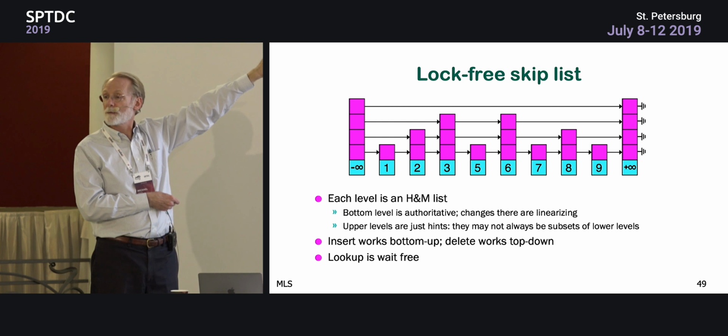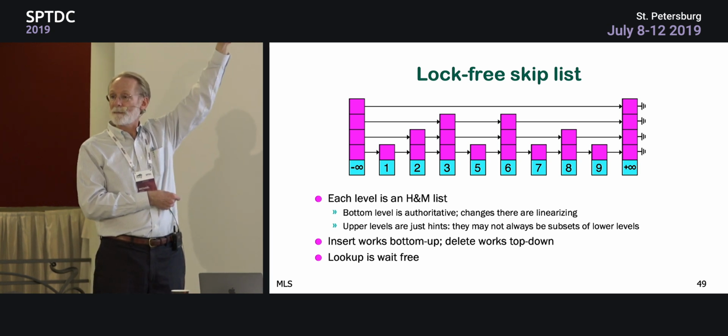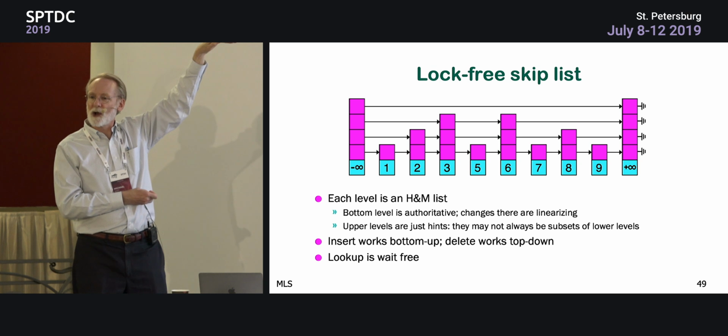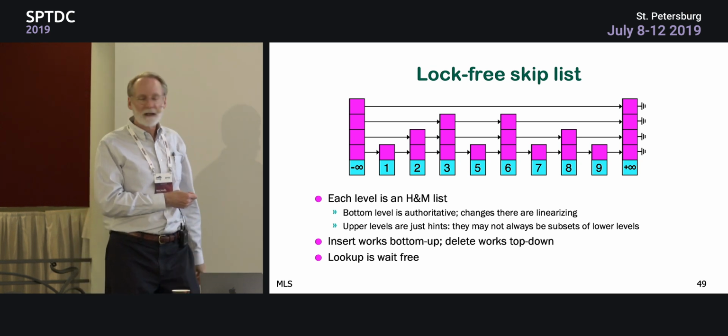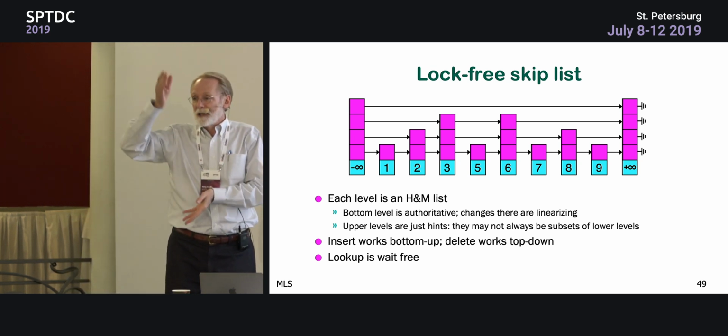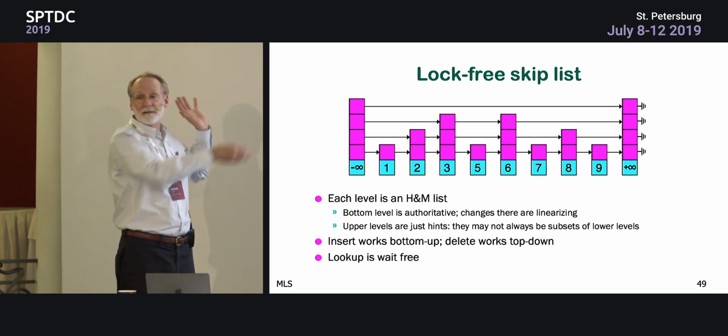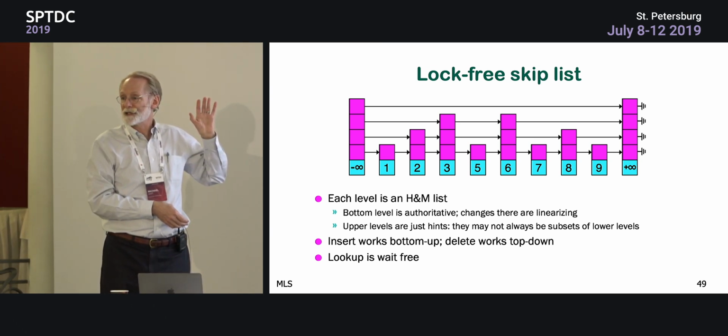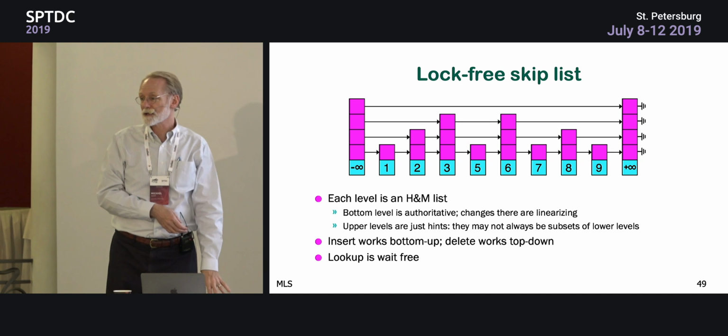I pick 1 with probability 1/2. I pick 2 with probability 1/4. I pick 3 with probability 1/8. Each successive layer up is half as likely to be chosen as the layer below. Once I've chosen a number of layers, I just go ahead and insert in the sorted list at each of those layers.